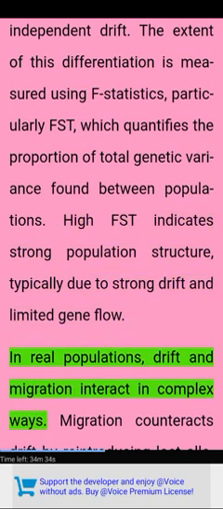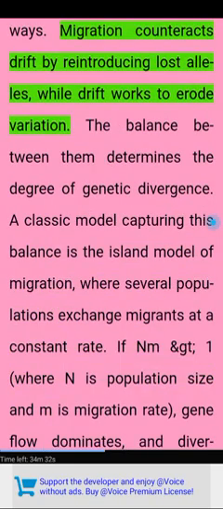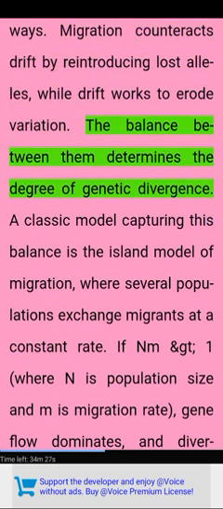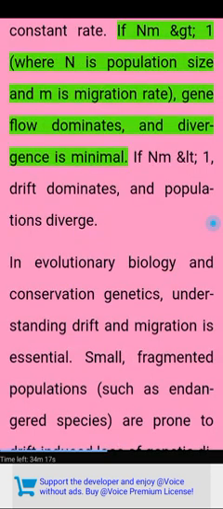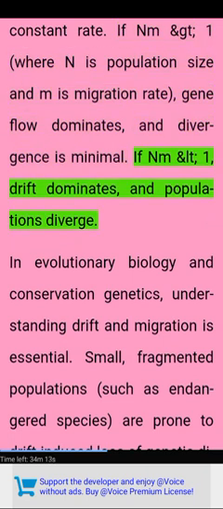In real populations, drift and migration interact in complex ways. Migration counteracts drift by reintroducing lost alleles, while drift works to erode variation. The balance between them determines the degree of genetic divergence. A classic model capturing this balance is the island model of migration, where several populations exchange migrants at a constant rate. If Nm > 1, where N is population size and m is migration rate, gene flow dominates, and divergence is minimal. If Nm < 1, drift dominates, and populations diverge.